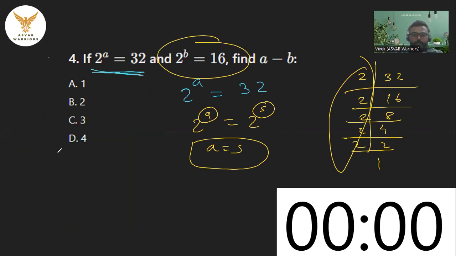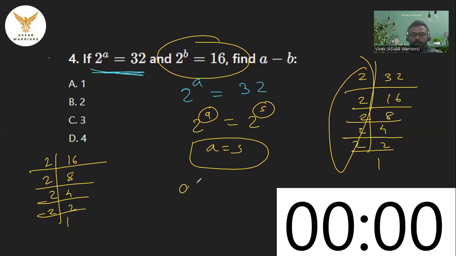So 16, I'll do the prime factorization. Divide 16 by 2. 16 divided by 2 is nothing but 8. 8 divided by 2 is nothing but 4. 4 divided by 2 is nothing but 2. 2 divided by 2 is nothing but 1. So I can say 16 is nothing but 2 to the power 4.